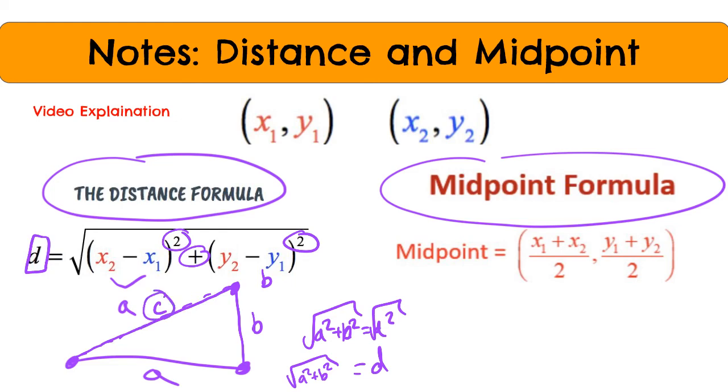In the midpoint formula, we're just taking the two x values, adding them together, dividing by 2. Taking the two y values, adding them together, dividing by 2, and that will give you your new midpoint, x comma y.